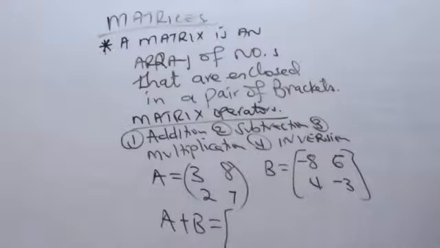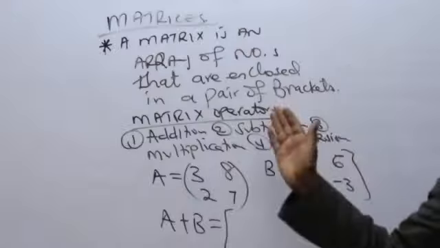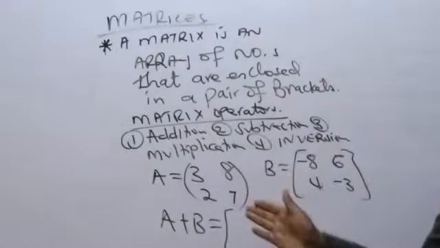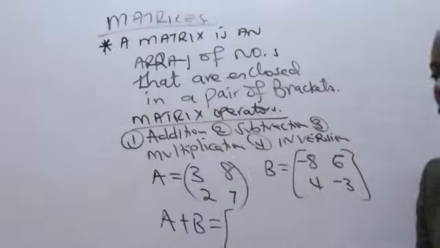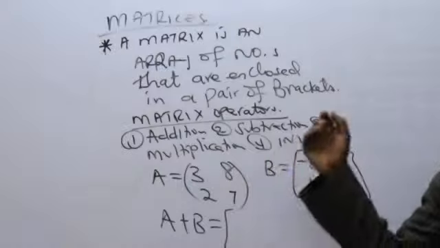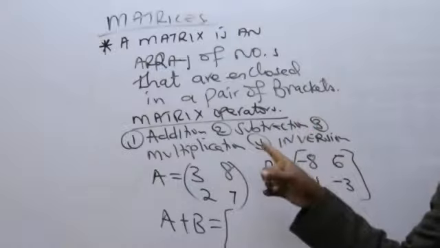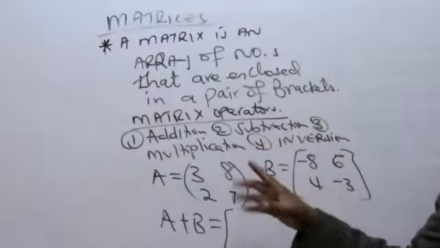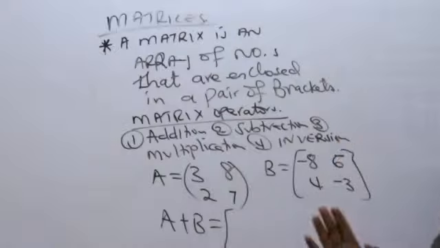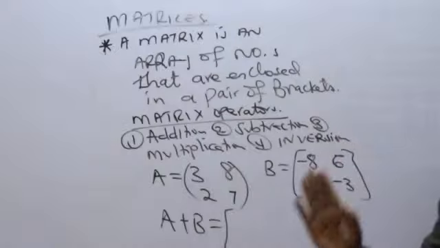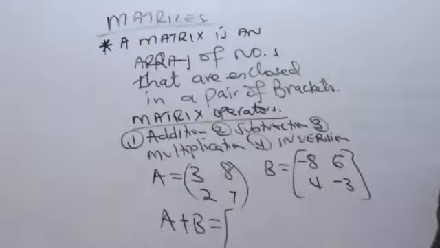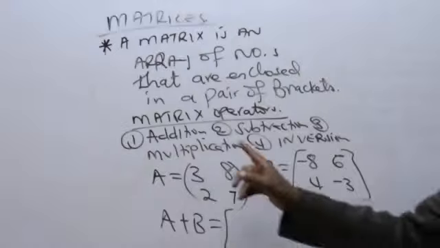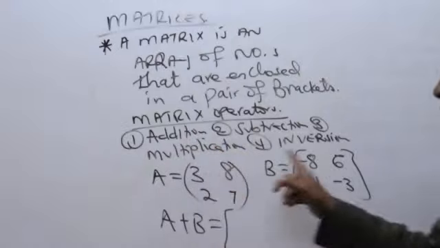The two matrices. Remember what we have said here is that a matrix is an array of numbers that are enclosed in a pair of what here? Brackets. Under matrices here, we must be good at these matrix operators. Matrix operators are 4. We have the addition, we have subtraction, we have multiplication, and then number 4, we have inversion. So ladies and gentlemen, I would want us to do these two just by using this small example.